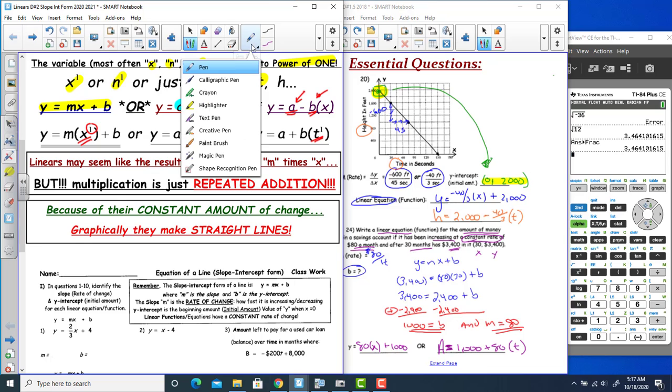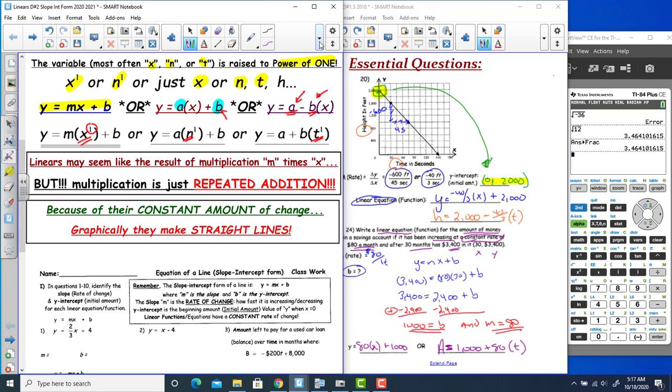Linears may seem like a result of multiplication, so often people are like, wait, Tooch, mx plus b isn't m being multiplied by x. Shouldn't we identify this as a multiplication pattern? And the answer is no, because one of the things people forget when they learn multiplication is that it's just repeated addition. So although it appears to be multiplication because it's m times x, please know that multiplication is just repeated addition. That's why these are repeated addition patterns.